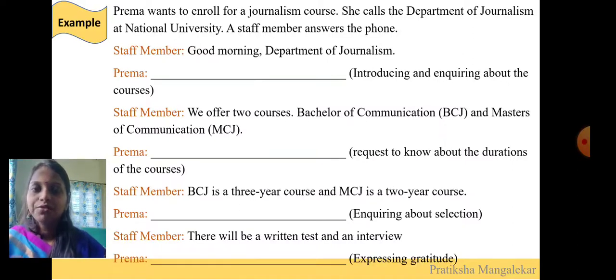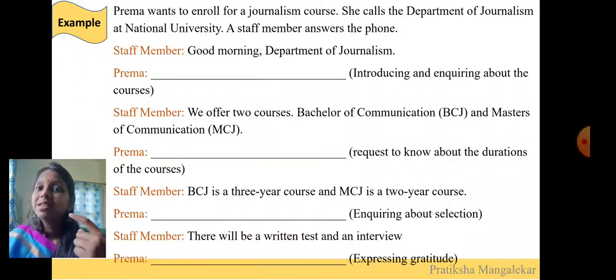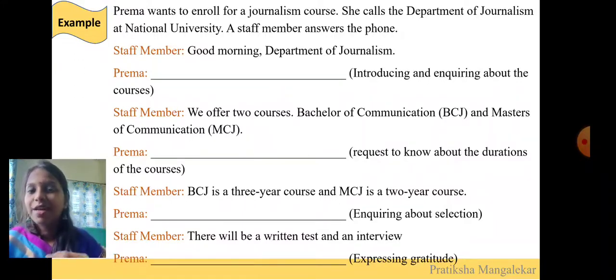Correct? Such kinds of questions can come in your exams. It could be this way, where they have mentioned each and every dialogue, where, for example, the staff member says good morning, Department of Journalism, and then it's Prema's dialogue, something she has to say. She has to introduce herself and inquire about the courses. So in certain questions, they can mention the language functions in the brackets, what is required for you to do.